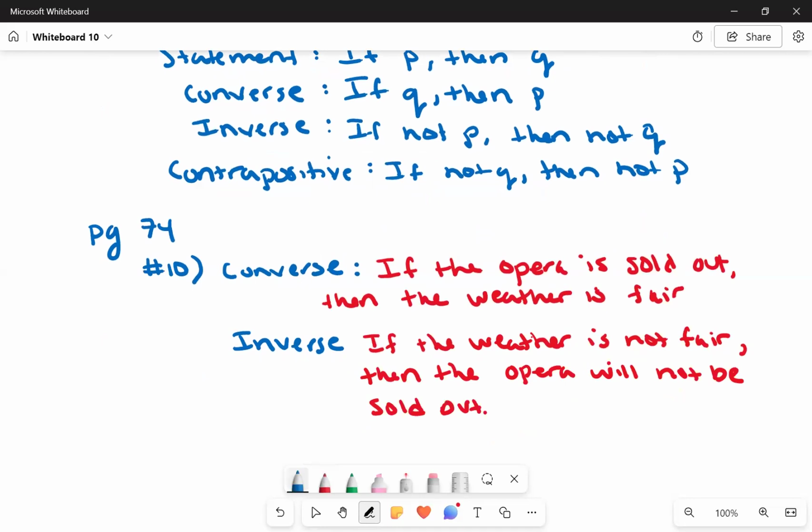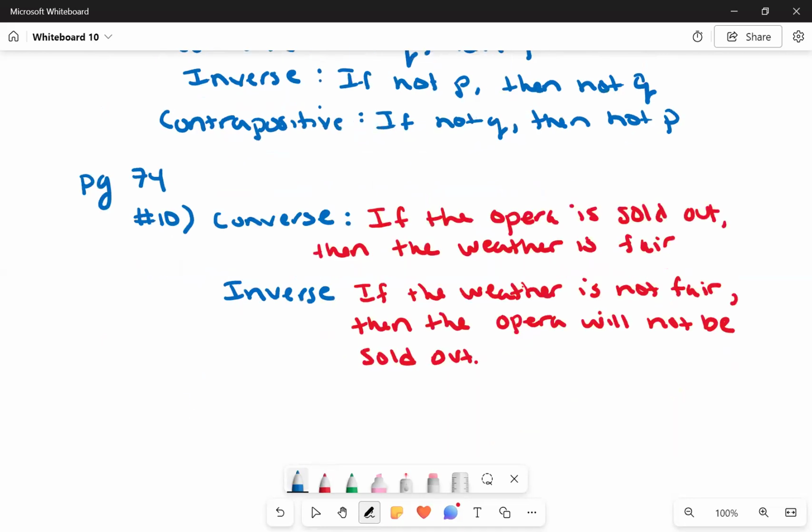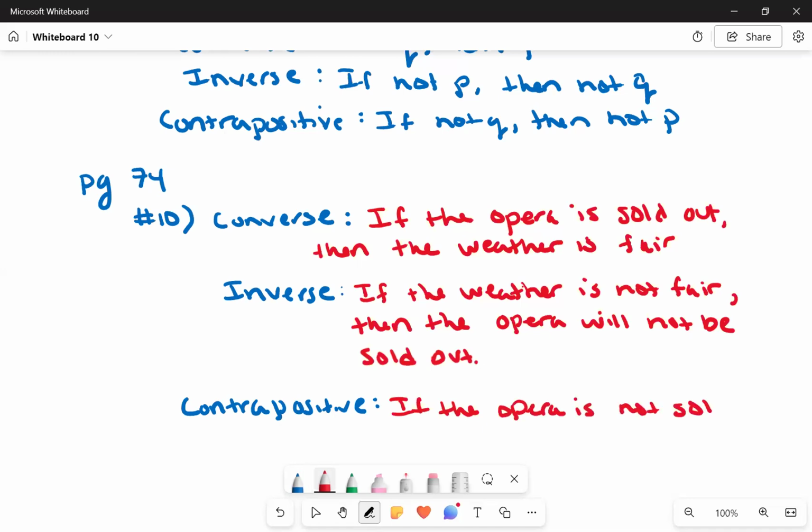And then last, we have the contrapositive. So this starts with negating the conclusion. Okay, so the conclusion. If the opera is not sold out, then the weather isn't fair. Sorry, it's loading. There we go. The weather isn't fair.